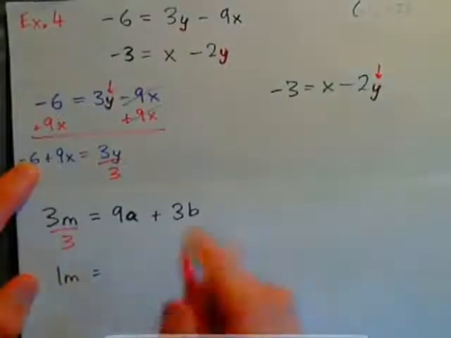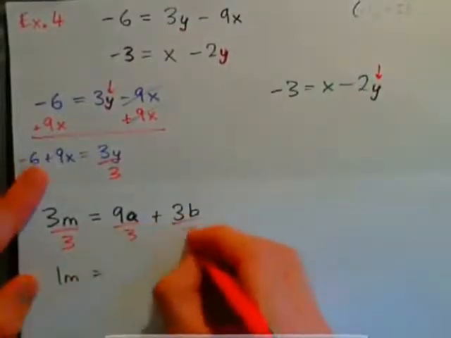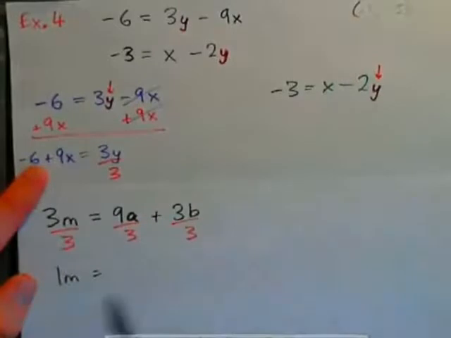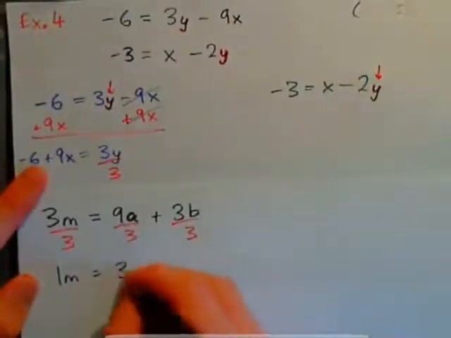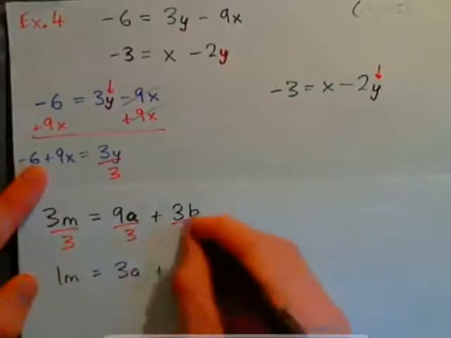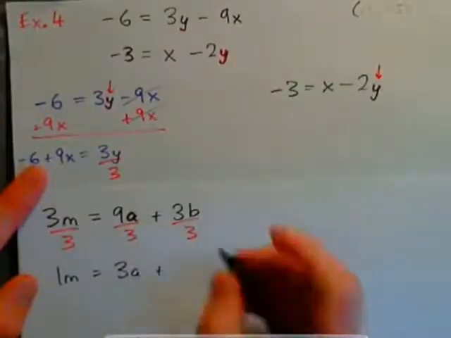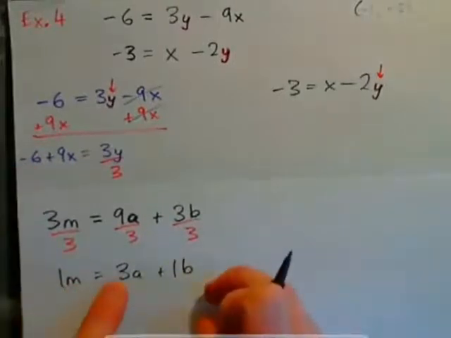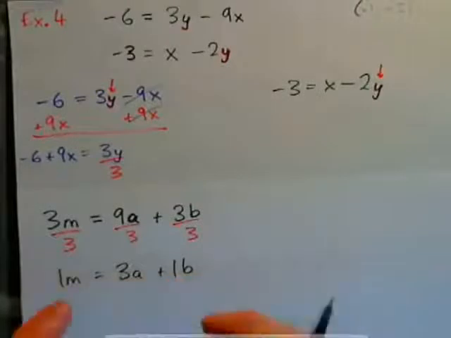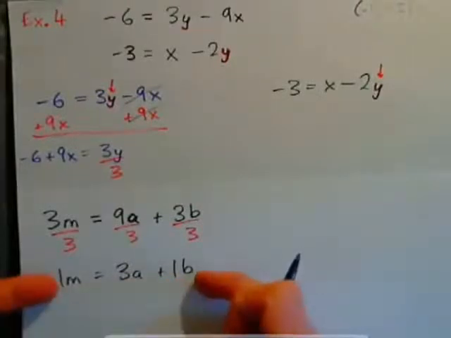Here's the reason. If I divide everything by 3, I get this new equation which says 1 melon equals 9 over 3, of course, is 3. That gives me 3 apples, isn't it? What's 3 over 3? 1, right? 1 banana. I get this new equation which says 1 melon is the same cost as 3 apples plus 1 banana. This one makes sense, right?